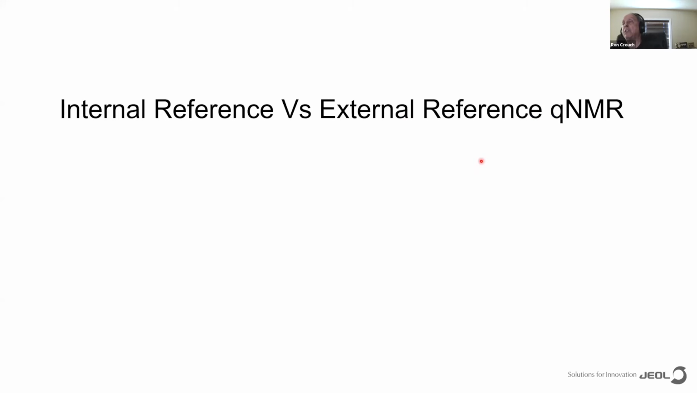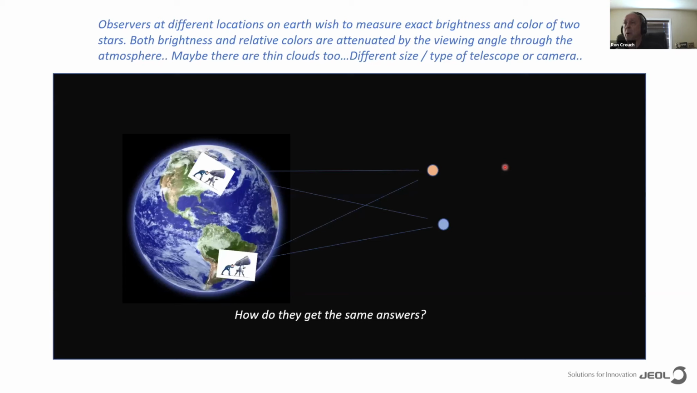Now, internal versus external reference. Let's just briefly touch on this. So here's a problem put up in the sky, and it's very much like external reference qNMR. You have an observer here, an observer here, and their plan is they want to measure these two stars, and they want to report the exact magnitude and the colors of those two stars. But the difference is they're in different environments. Their viewing angle through the atmosphere is different for each, which has a profound effect on both color and magnitude.